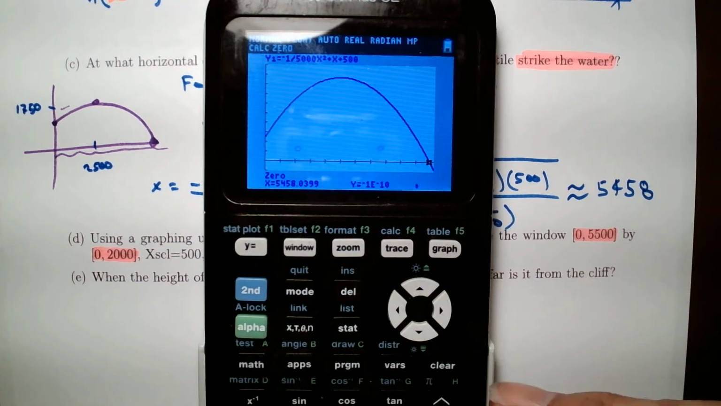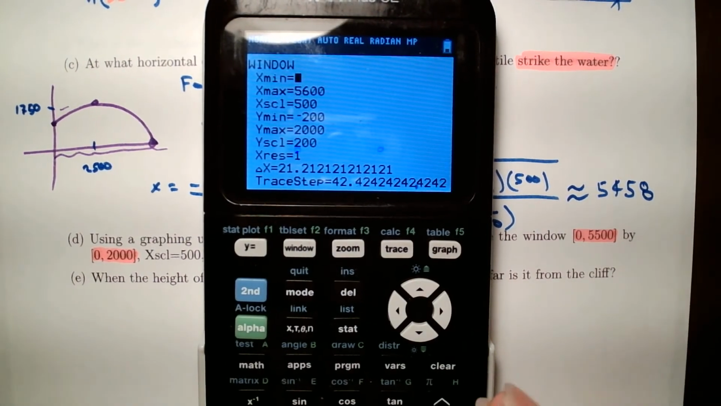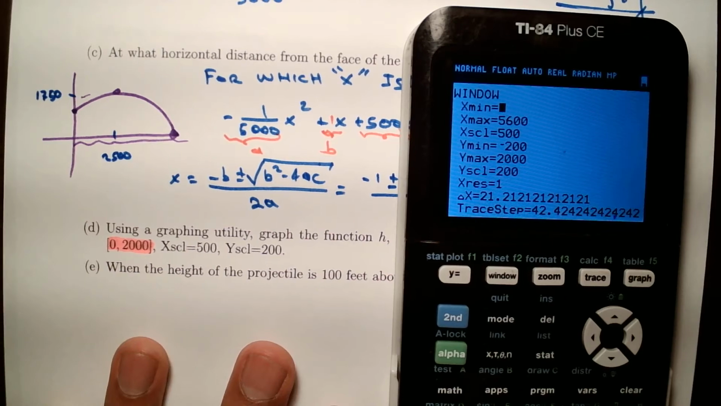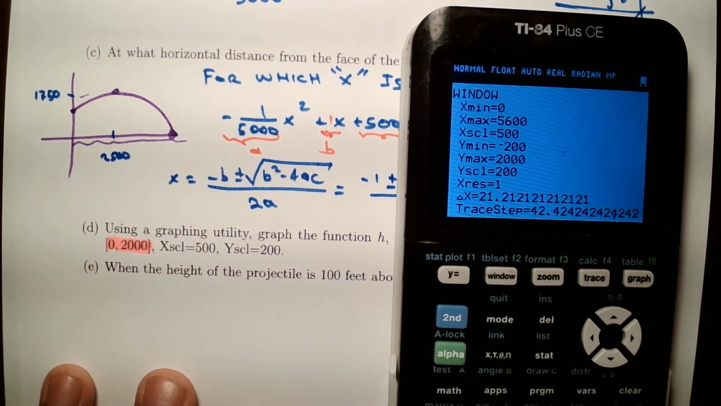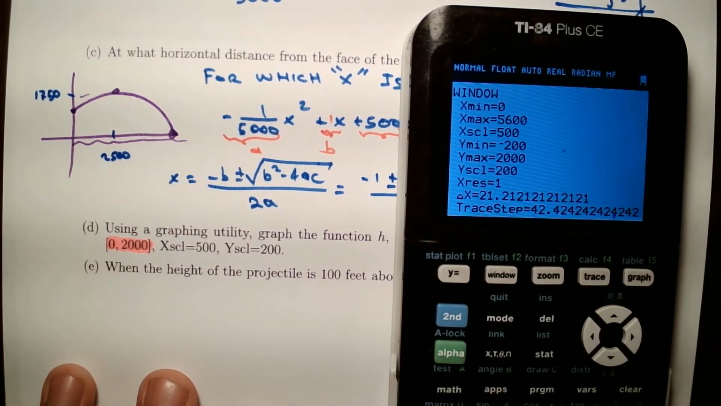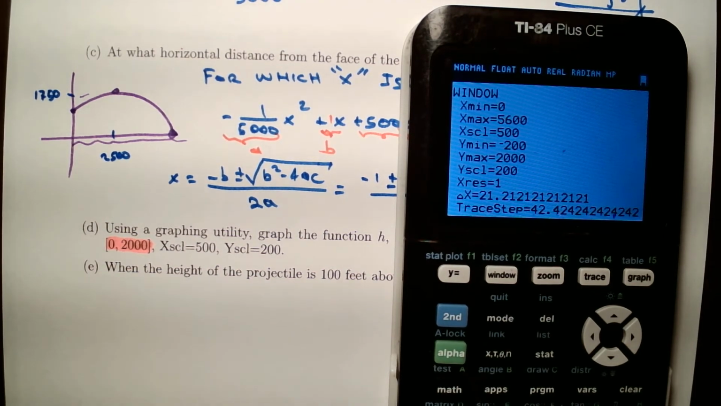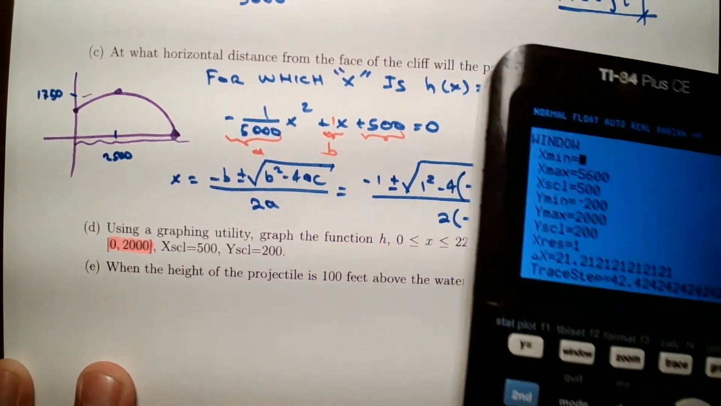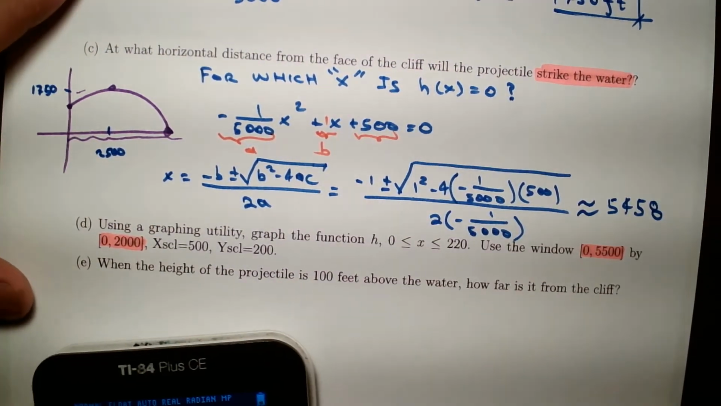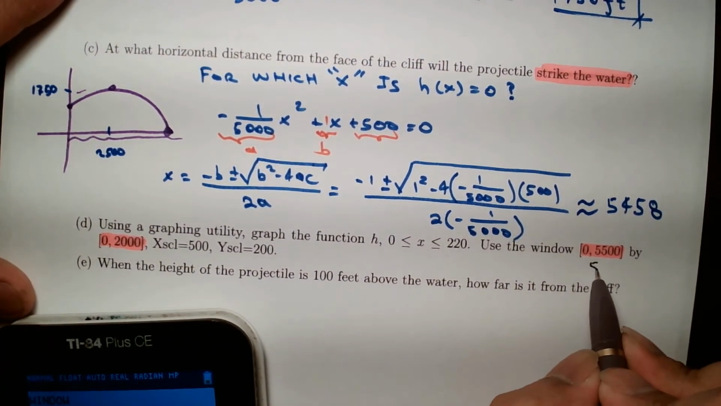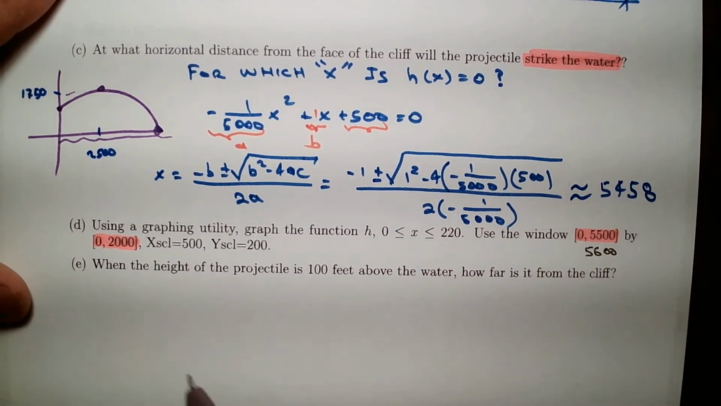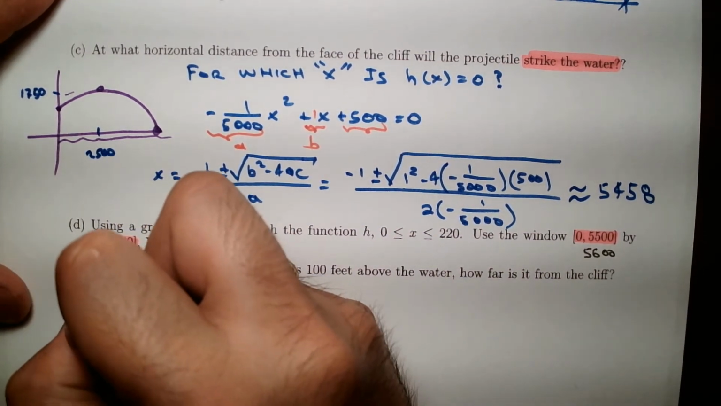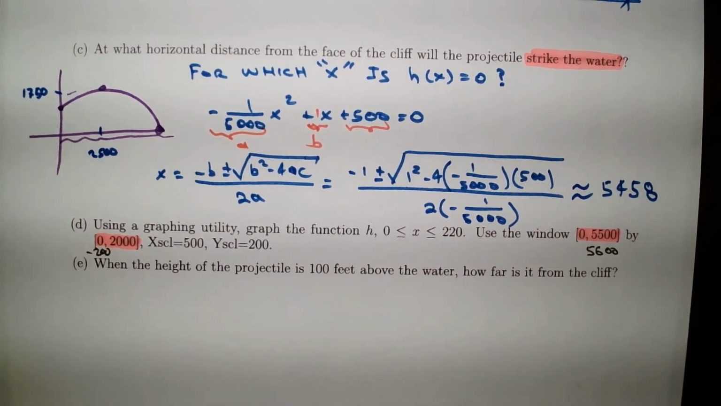How do we set that up? Well, we go to window, x min, x max. In this case, I increase it just a little bit so I can see the x intercept. So I actually changed that. It used to be 20, it used to be 2000. In this case, that's now 5600. And instead of 0, it goes from negative 200 to 2000.